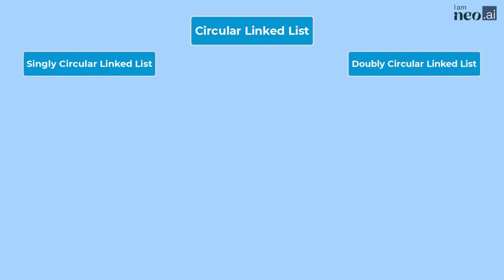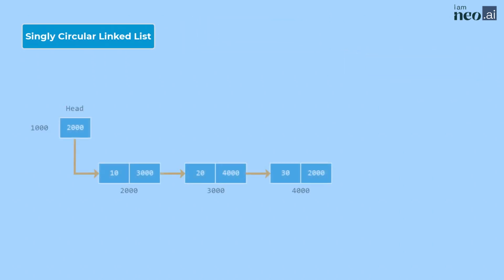Let's move on to circular linked list. When you go for circular linked list, we have two types: singly and doubly circular linked list. Singly circular linked list is nothing but, instead of having a null at the end of the linked list, we will be pointing to some node's address. It can be the first node or second node, it can be any node. Instead of pointing null at the end of the linked list, we will be pointing to some other node's address.